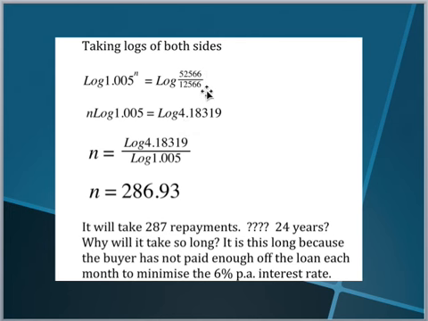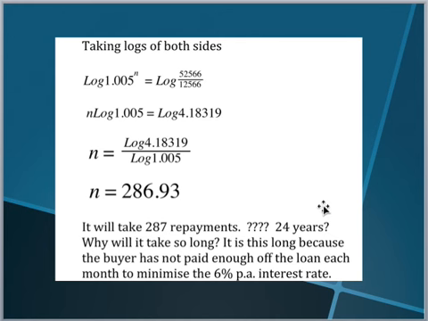You can divide that down here and then divide by log 1.005 and you will get n is equal to 286.93 repayments. So that's 287 repayments. That's 24 years. Why does it take so long?